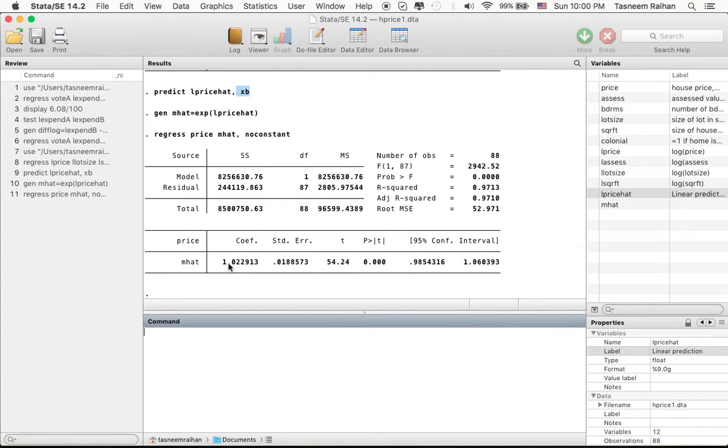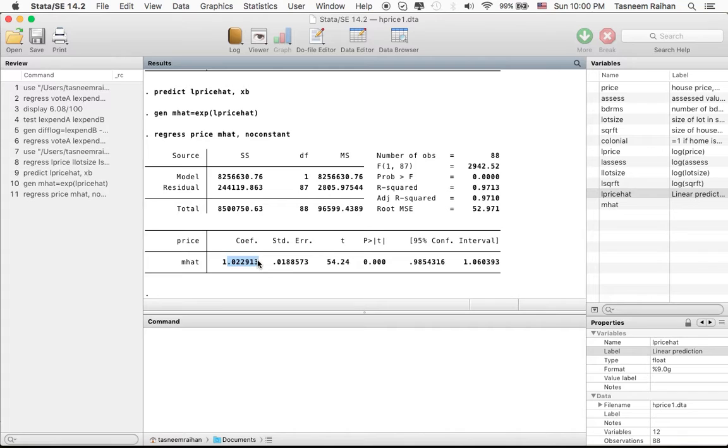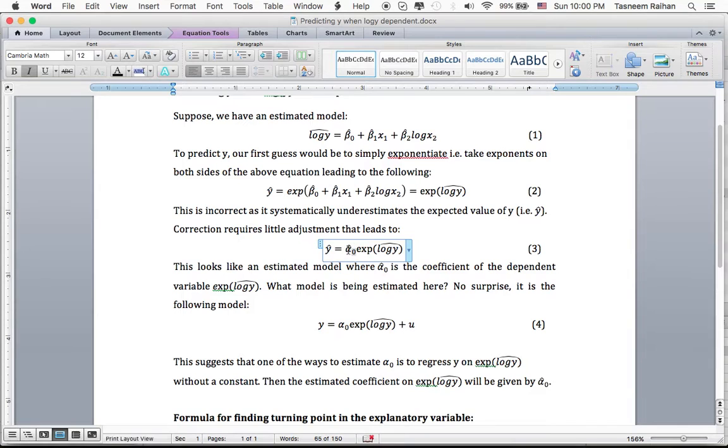The next thing that you have to do, I'll leave that to you guys. Just plug the value of alpha naught here in equation 3. Plug the value of log y hat here. We calculated that before, it's equal to 5.99. Take an exponent of that. So plug in those two values, the value of alpha naught that we just got from Stata, which is 1.02, in equation 3, and the value of log y hat, which is equal to 5.99, and see what you get. Okay, so that answers question number 2 from computer exercise 5.